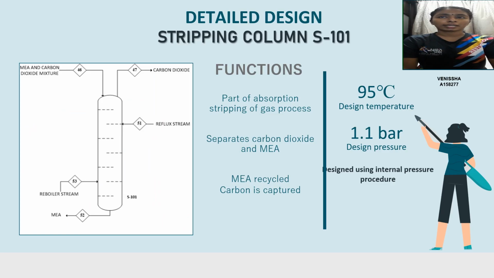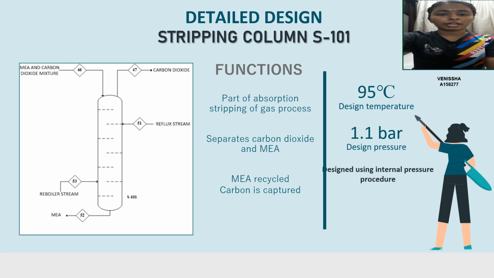We will be seeing the mechanical and detailed design of stripping column S101. Stripping column is used to separate carbon dioxide and MEA. Initially, we will have a mixture of carbon dioxide and hydrogen, which we will be separating using MEA. Stripping column is a part of the absorption and stripping of gas process. Carbon dioxide and hydrogen are separated using MEA in an absorption column, and in the next column, which is a stripping column, the MEA and carbon dioxide are separated.